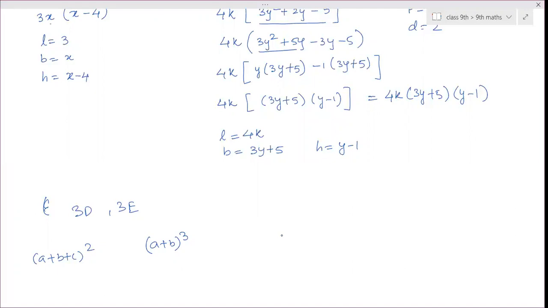So 3A and 3B I will take up in the next class. Ma'am, there are many different types of questions in A and B. So 3A and 3B I will start in the next class. These are easy, you can solve by yourself. So try to complete it.